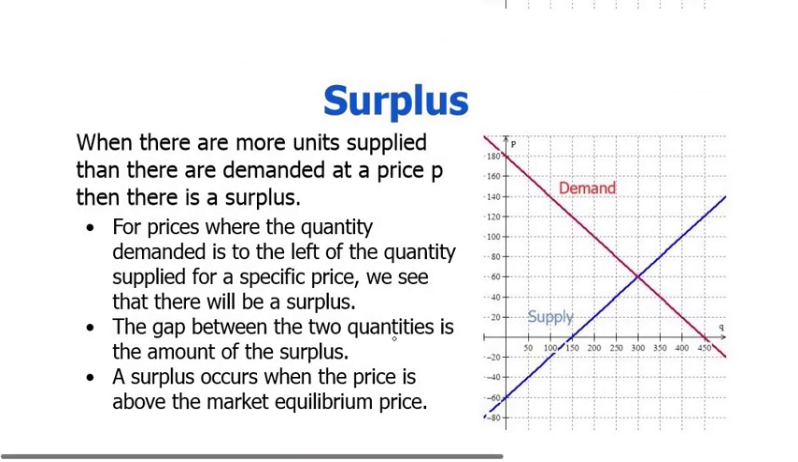We have a surplus when the quantity supplied is larger than the quantity demanded. So again, if we just pick a random spot here, we can see that the quantity supplied is over here at 400, quantity demanded is over here at 200, so we have extra units on the shelves. That means we're going to have a surplus. And this happens when our quantity supplied is to the right of our quantity demanded.